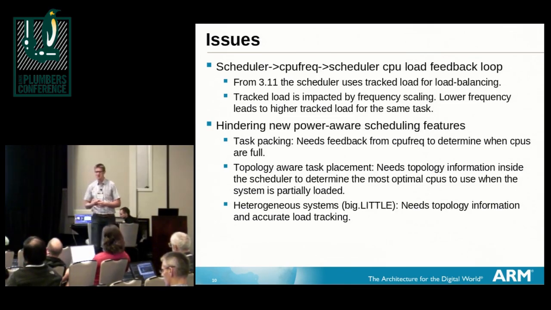I'm not saying it needs to know exactly what frequency performance state we're running at. Right now the scheduler can only see what load we have right now. It doesn't know which performance state we're running at. So you may end up having the scheduler moving tasks to other CPUs because it thinks it's full.